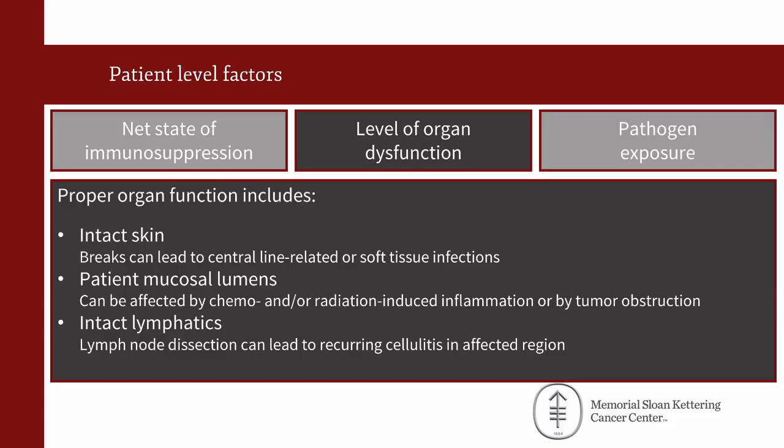Host defenses are also contingent on proper organ function. This includes intact skin, patent mucosal lumens, and intact lymphatics. When these are breached, patients can develop infections. Breaks in the skin due to vascular access devices, radiation damage, or surgical incisions can lead to central line-related infections or skin and soft tissue infections. Mucosal lumens can be affected either by chemo and/or radiation-induced inflammation, such as mucositis or typhlitis, or by tumor obstruction. Finally, lymph node dissection can lead to recurring episodes of cellulitis in the affected region.